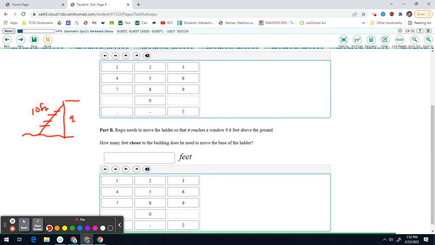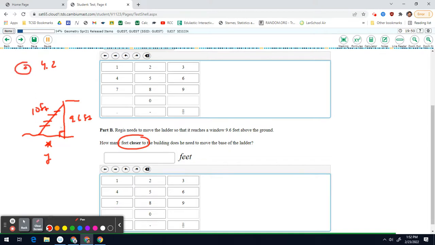But now I need to reach a window that's 9.6 feet above the ground. That's my vertical distance, 9.6 feet. Right? There's my right angle. And now, how many feet closer to the building do I need to move the base of the ladder? So I need to find x again. Let's call it y. But then I need to compare it to 4.2, which was the answer to part A. Right? So let's find y now.